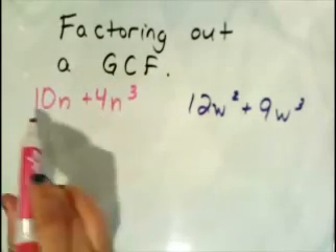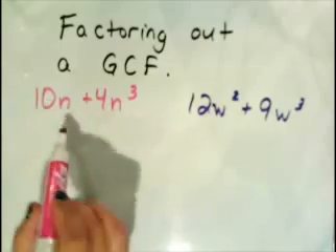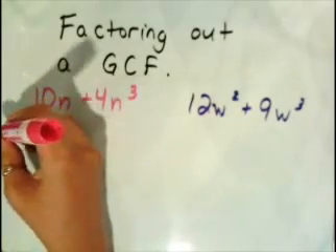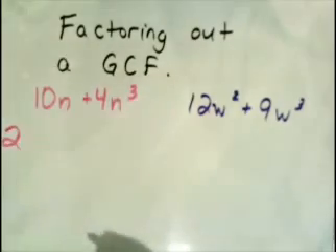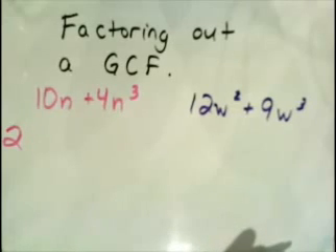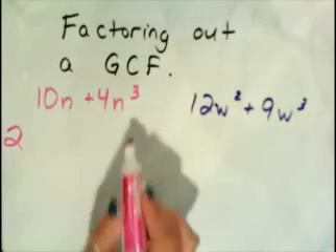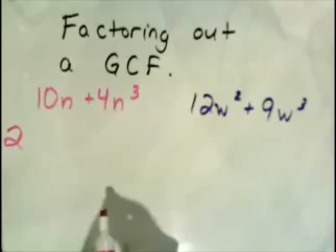So first, 10 and 4. They're both even, so at least 2 goes into those. I can't think of anything bigger. So you want to write our greatest common factor out front. It's kind of like the opposite of distributing. What did it look like before we tried to distribute? So I know 2 goes into both of those, or divides into both of those.